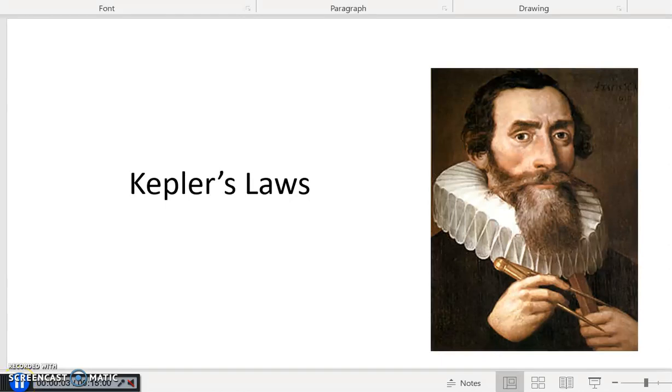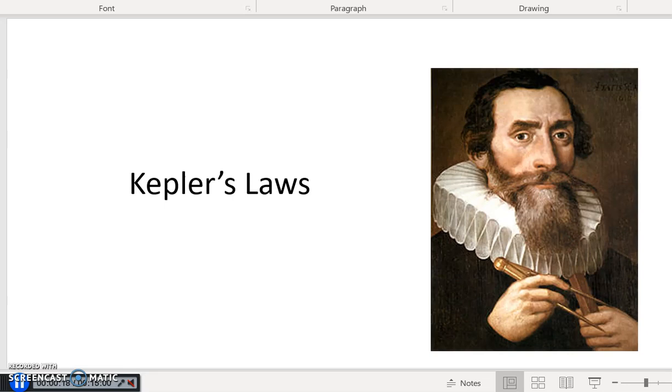We now want to give an introduction to Kepler's laws and talk a little bit about how Kepler came up with the laws and what they meant for Isaac Newton as he was developing his theory of gravity.